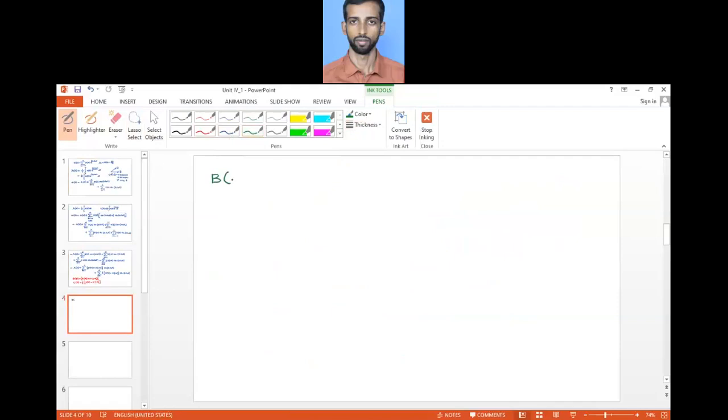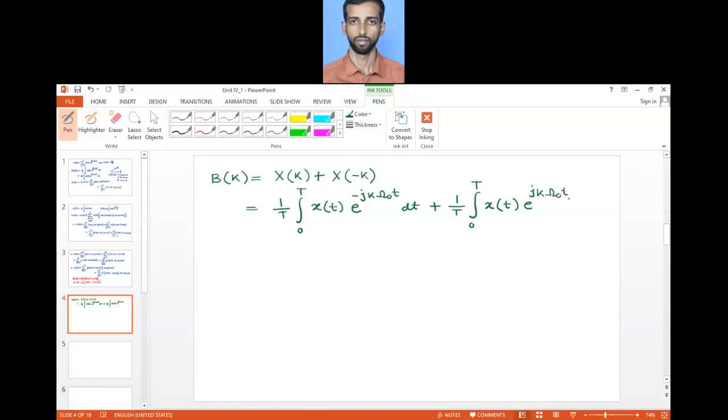So we have noticed that bk is given by x of k plus x of minus k. So what was x of k? As simple as 1 by T integration over 0 to T, that is the component of x of t along this complex exponential signal, x of t e to the power minus jk omega naught t dt, plus 1 by T integration over 0 to T. Now here we have x of minus k, so we have to replace k with minus k, so x of t e to the power jk omega naught t dt.